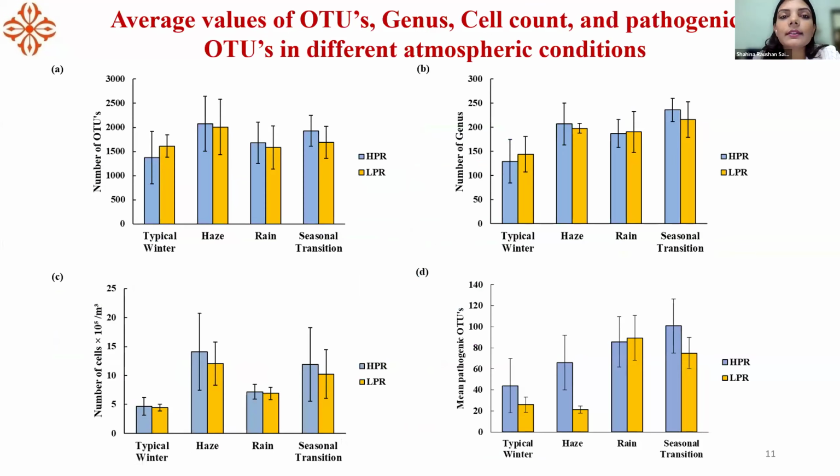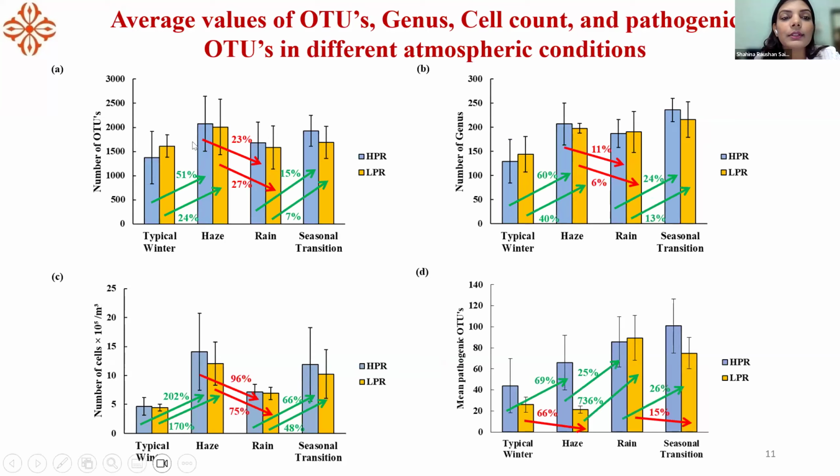Now coming to the results of operational taxonomic units, genus, cell counts, and pathogenic OTUs, we found a similar trend in most of the conditions, where we found the highest loading in hazy conditions, a decline in rainy conditions, and then an increase again in seasonal conditions.